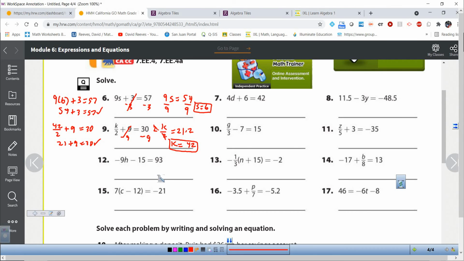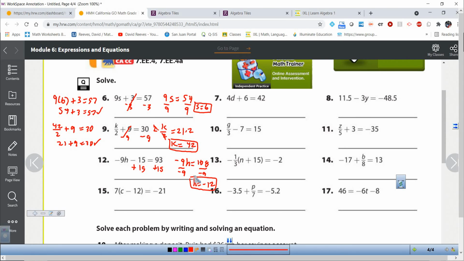Number 12. They multiplied by negative 9. They subtracted 15, and then they got 93. So what are we going to do? We're going to add 15 to both sides, and then we're going to get negative 9h is equal to, well, when I add 93 to 15, I get 108. And they multiplied by negative 9, so we're going to divide by negative 9. And when I do that, I'm going to get h is equal to negative 12.